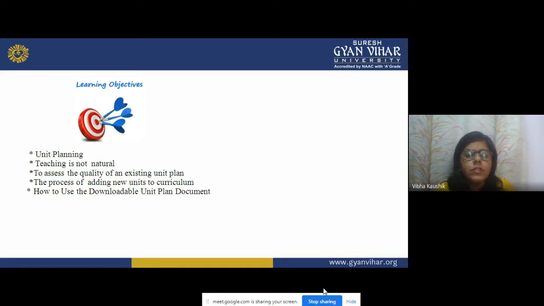Now, the learning objectives of today's topic. The first point is the unit plan. What do you mean by that? Teaching is not a natural process. How will you assess the quality of an existing unit plan, why you think there should be a need in the existing unit plan, the process of adding new units to the curriculum, what is the process that has been used for adding the new units to the curriculum, how to use the downloadable unit plan document, and how can you use that plan document in your framing of the curriculum.